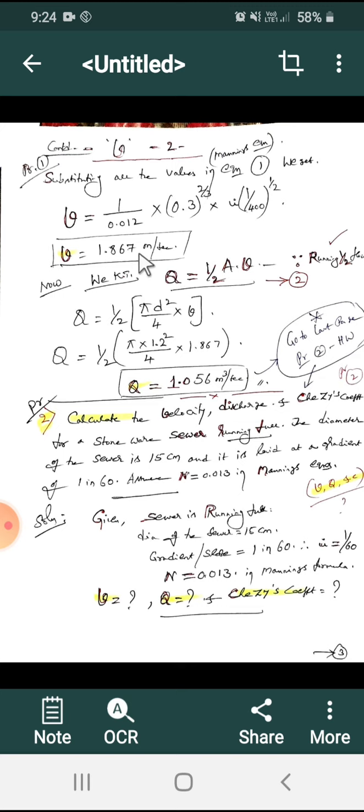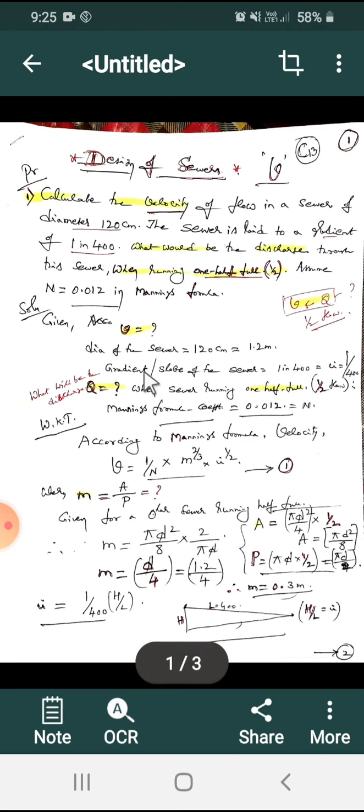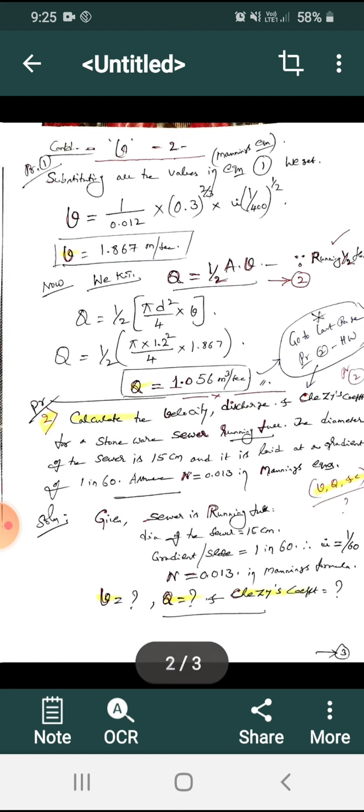Okay, now V is equal to this much. Now finally you have to point out the discharge. What will be the discharge? They have given it very neatly. See, what would be the discharge through this sewer when running 1 off full? Remember it, what will be the discharge? They are asking the discharge.